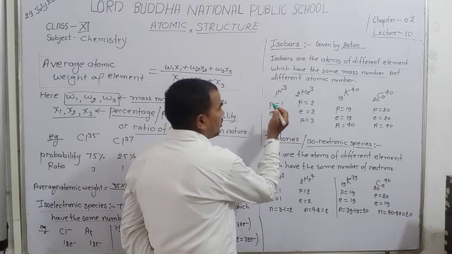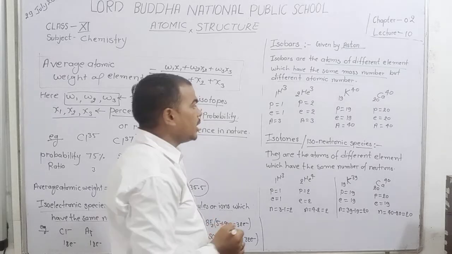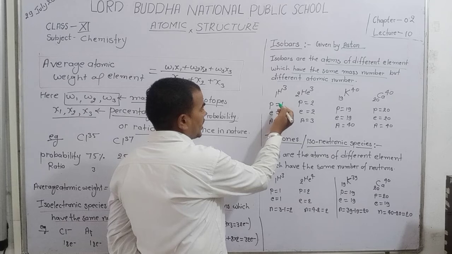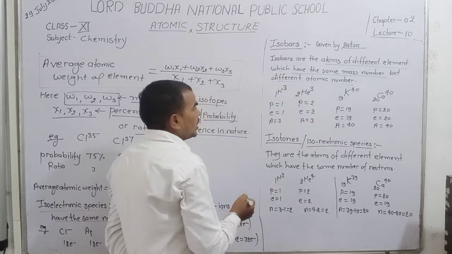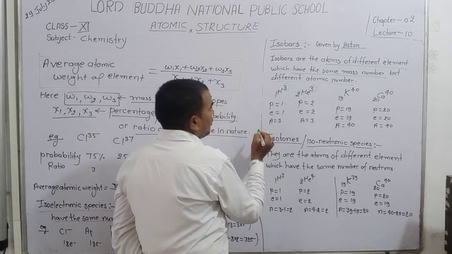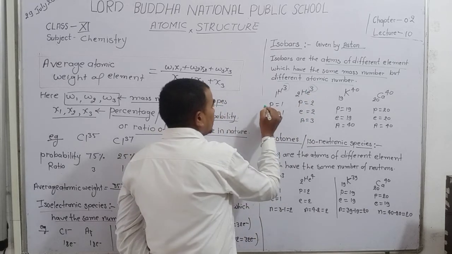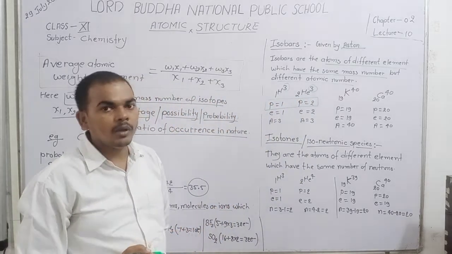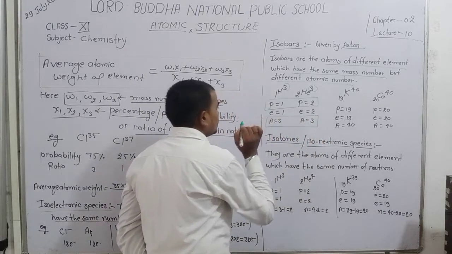So the number of protons in hydrogen is 1 and the number of protons in helium is 2. The number of electrons is equal to the number of protons. So the number of electrons in hydrogen is 1 and in helium is 2. Dear students, here we have written the mass number. The mass number of hydrogen is 3 and the mass number of helium is also 3. They have different proton numbers, meaning atomic numbers, but the same mass number.